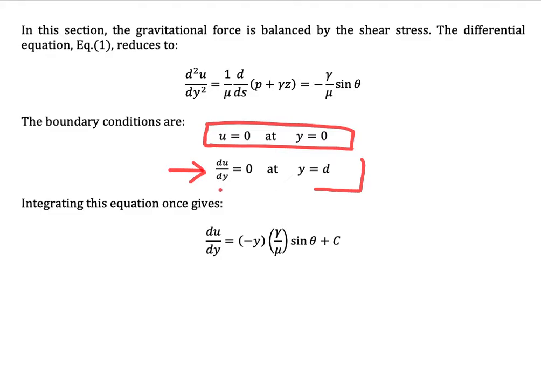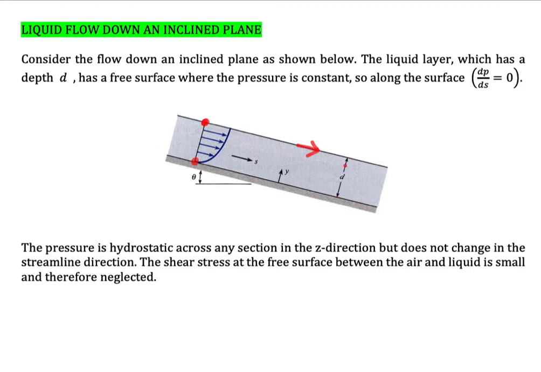We assume that at the top point, du/dy is equal to 0 at y equal to d. This means that at y equal to d, where y is the coordinate axis, du/dy is equal to 0. The du/dy here means the change of u has stopped. So starting from here, there are no changes of u along the y axis. This is the trick for this one.